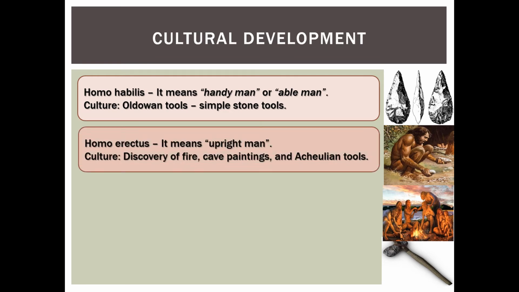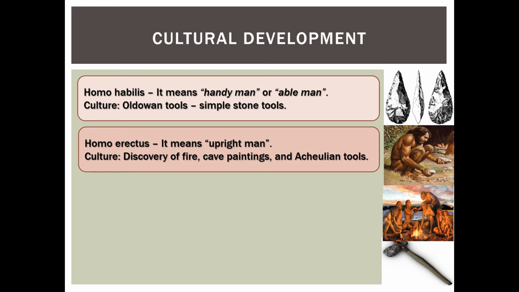The next is Homo erectus, meaning upright man. Before, in Homo habilis, they could not yet stand upright. But with Homo erectus, upright man, they can stand straight, and their body is no longer curved. This is the stage where humans are called bipedal, or able to walk by the use of our feet. A lot of discoveries were made in the Homo erectus stage, including the discovery of fire.